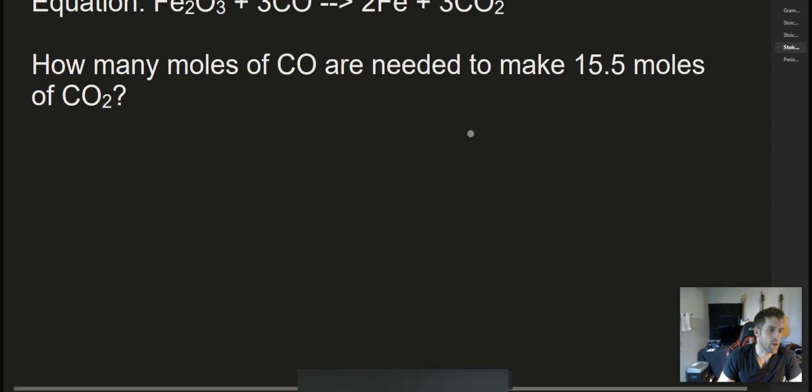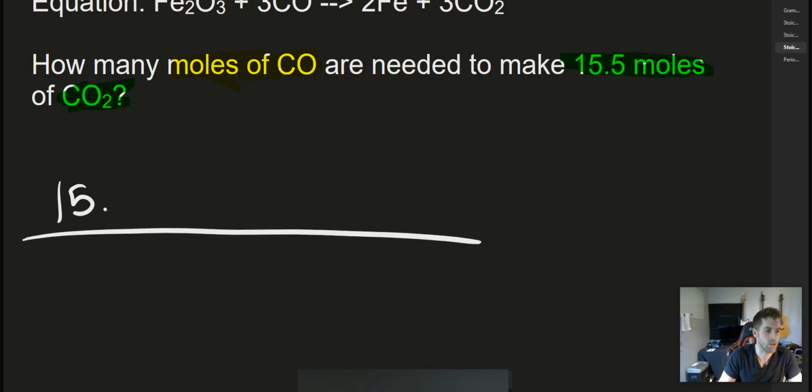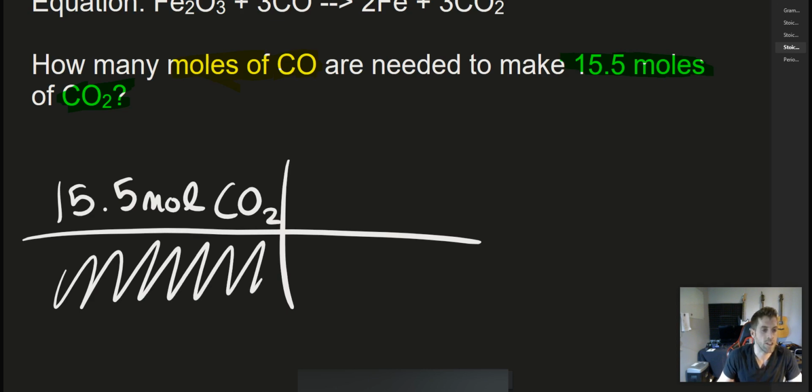Our equation's up top. Question is, how many moles of carbon monoxide, CO, are needed to make 15.5 moles of carbon dioxide? Kind of a fun one. What are we given? We are given 15.5 moles of CO2. Great. We need to find the moles of carbon monoxide.